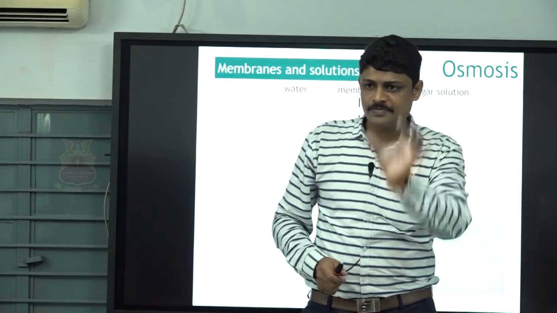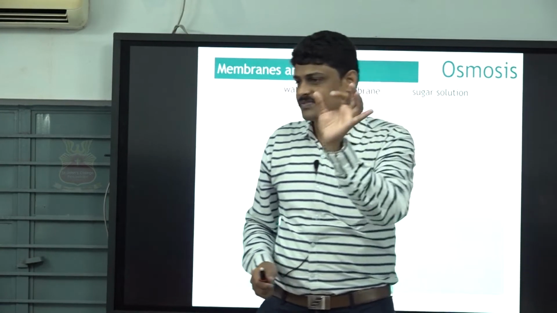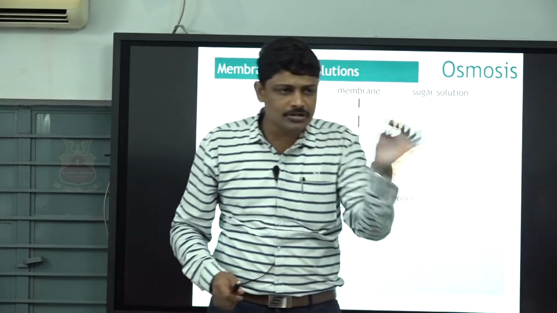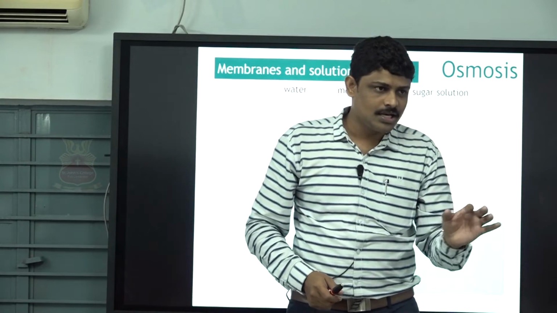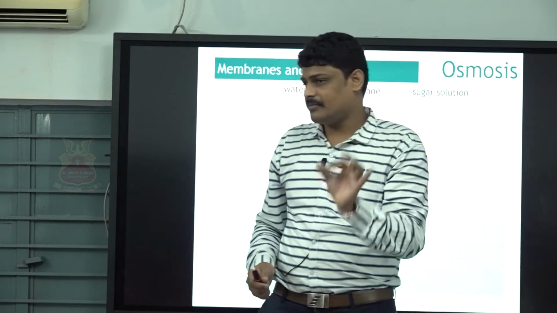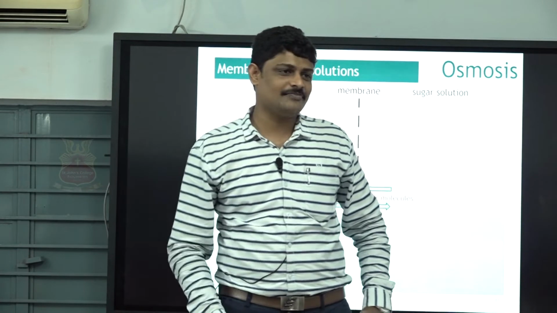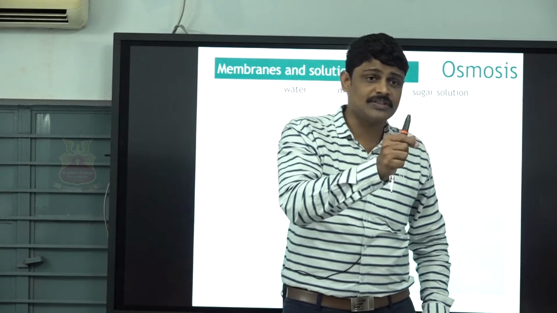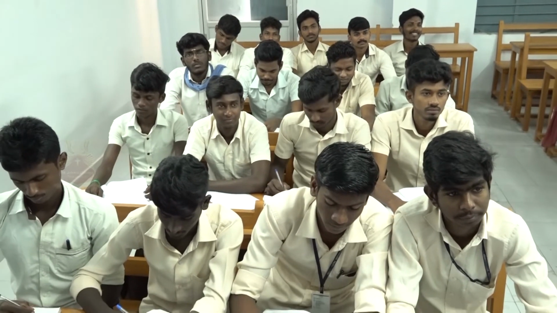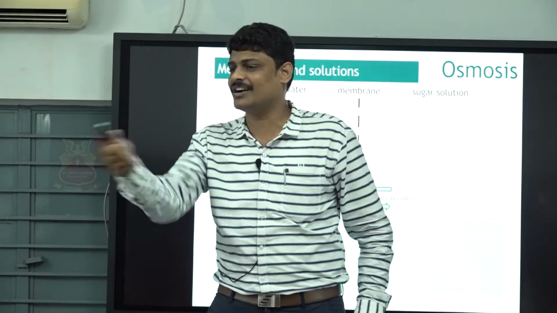We have 2 test tubes. One is with 5 ml of water, another one is with 10 ml of water. In both the test tubes, we are adding salts. In the test tube with 10 ml of water, I am adding 1 gram of salt. And in the second test tube with 5 ml of water, I am adding 0.5 gram of salt. What is the difference between these 2 test tubes in terms of concentration?